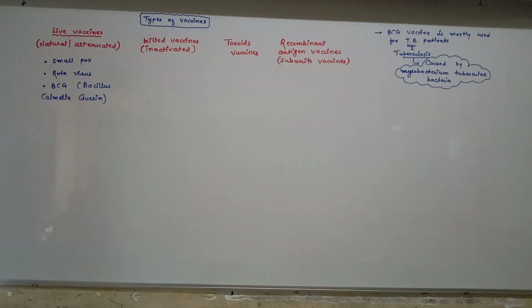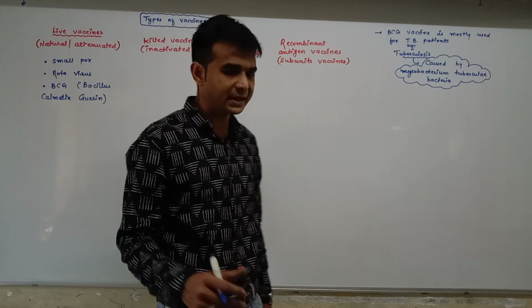Most important NEET MCQ. BCG vaccine is used for TB patients. TB, full form tuberculosis. Generally, tuberculosis is a very common disease of the lungs, and tuberculosis is mostly caused by the bacteria named Mycobacterium tuberculosis. So BCG stands for Bacillus Calmette-Guerin. Actually, here we say that trivalent vaccine.